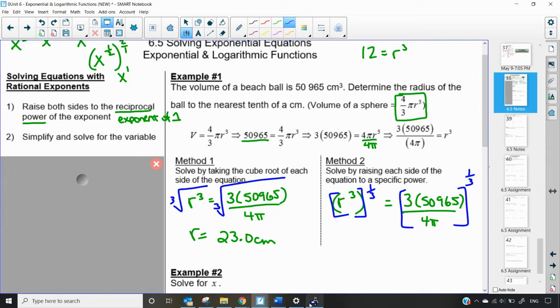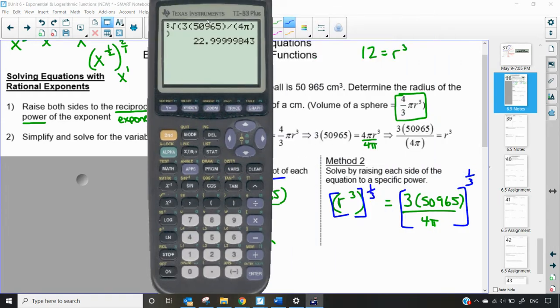So again, putting this in our calculator, I'm going to actually type in the number first and then do the 1/3 after. So we've got 3 times 50,965 divided by 4 pi equals that number. Now we want to raise that to the exponent of 1/3. So exponent bracket 1 divided by 3. In the newer calculators, it automatically raises your exponent into exponent land. And we get 22 and repeating 9.